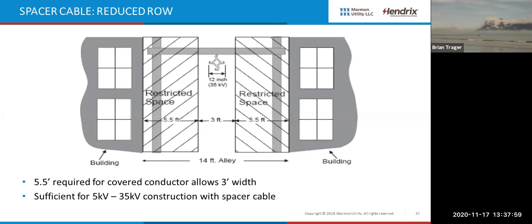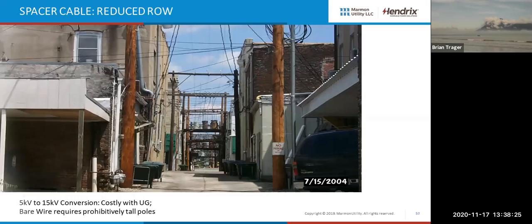You can see in this space, we've got a 14-foot alley. We're going from a 5 to a 15 kV upgrade. There is no room for bare wire to meet National Electric Safety Code. But with the NESC rule change, they say we only need 5.5 feet. Now I have a tunnel in the middle of that alley where I can install spacer cable.